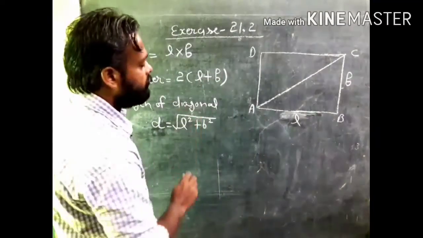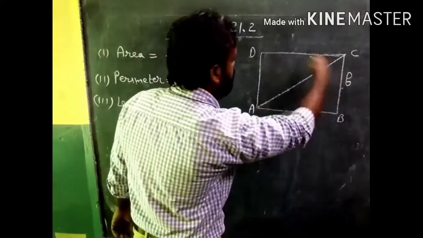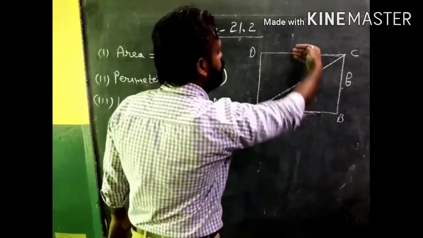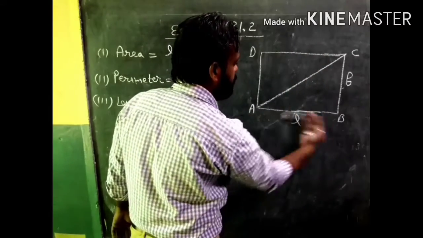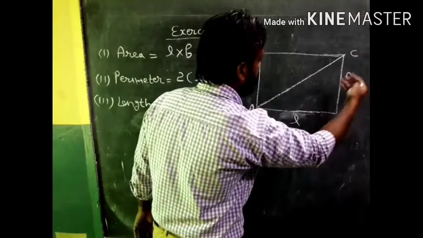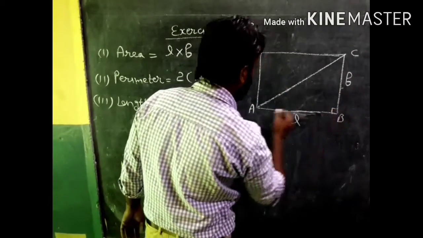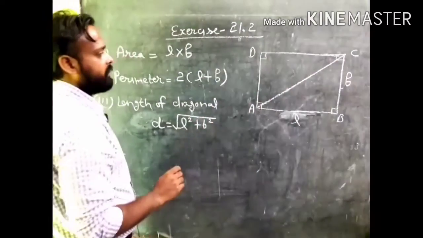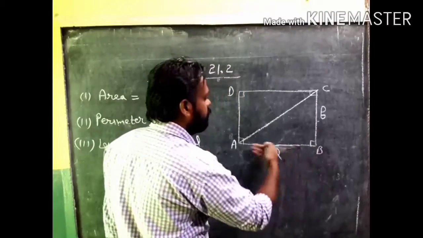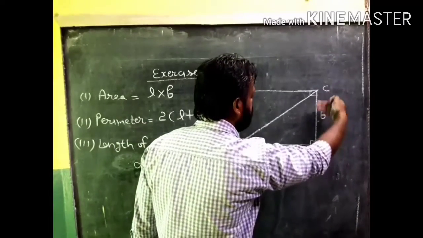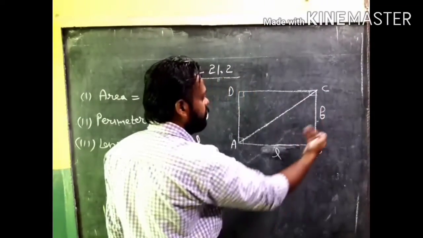Now you can see, first of all we know very well what a rectangle is. This is a rectangle and its opposite sides are always equal, so AB is equal to CD, and of course AD is equal to BC, and all the angles formed here are angles of 90 degrees. So this is called a rectangle. Side AB is called the length, denoted by L, and BC is the breadth, denoted by B.